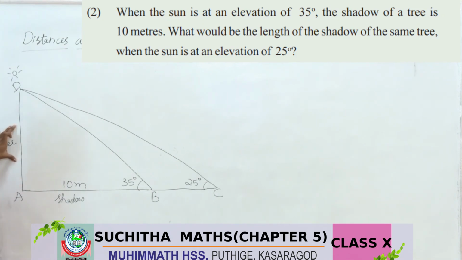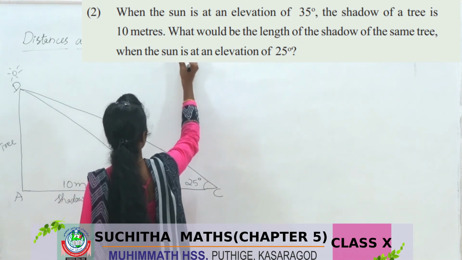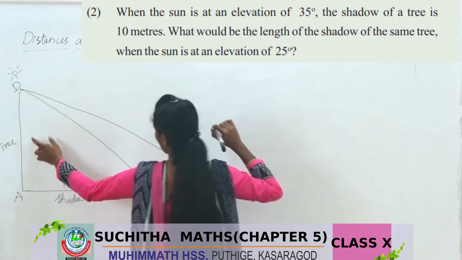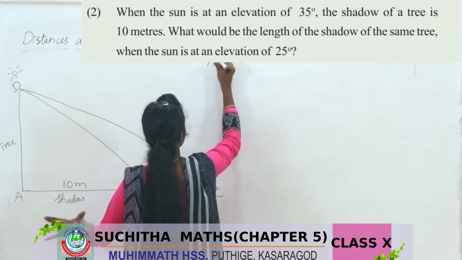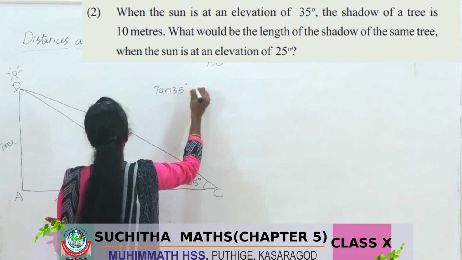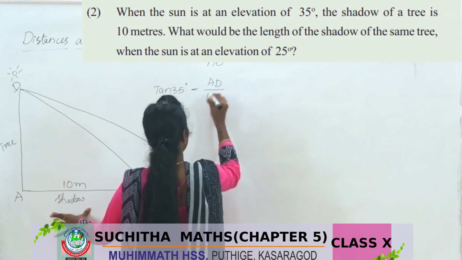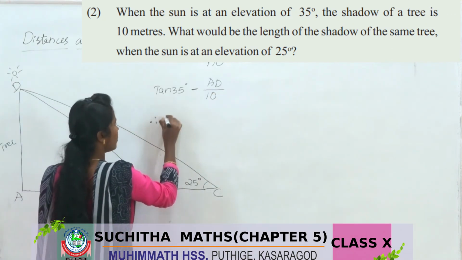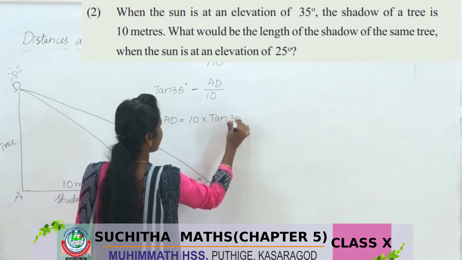Okay, tan 35 degrees equals opposite side divided by adjacent side. Here the opposite side is AD and the adjacent side is AB. That is, tan 35 degrees equals opposite side AD divided by the adjacent side, which is 10. The length of AB is 10. Therefore, AD equals 10 into tan 35 degrees.